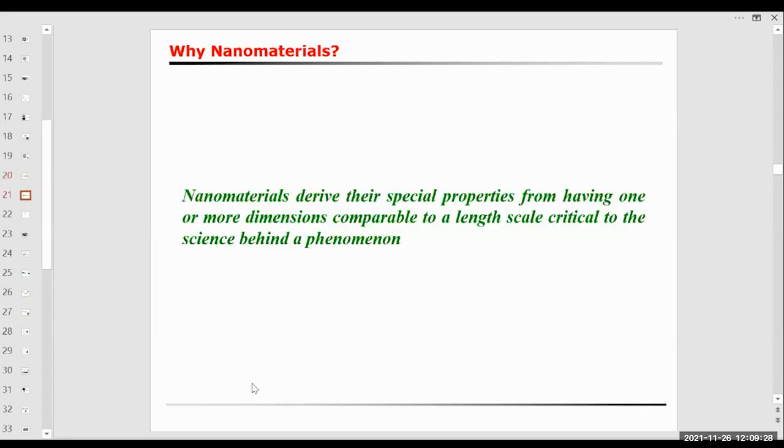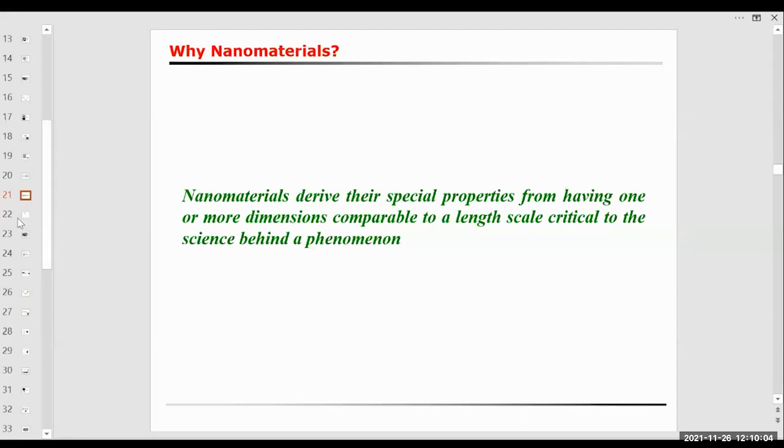Okay, now what is important for nanotechnology is nanomaterials. Like in nature, materials are important. You have seen in the case of bacterium, the spherical nanoparticles are important. Similarly, in any device you want to make, and any new technology called nanotechnology based on some science called nanoscience, you need nanomaterials. And nanomaterials derive their special properties from having one or more dimensions comparable to a length scale critical to the science behind the phenomenon.